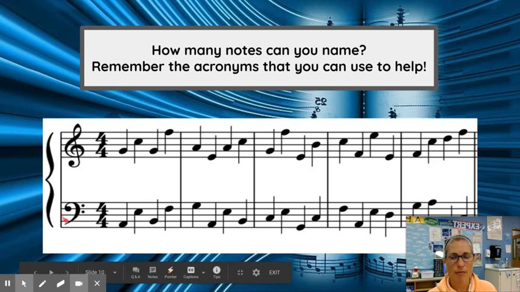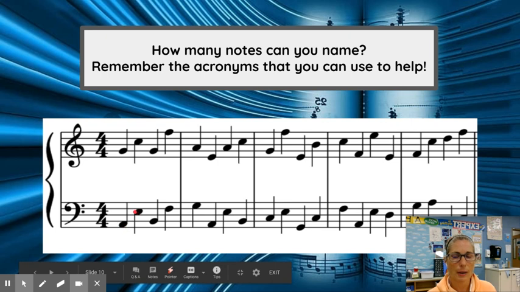Here in the bass clef, we have to think with different acronyms now. So we're in bass clef, first space. For spaces, we use all cows eat grass. So this is the first space in the bass clef. So this note is the same as all, which is the letter A. So that's actually an A.